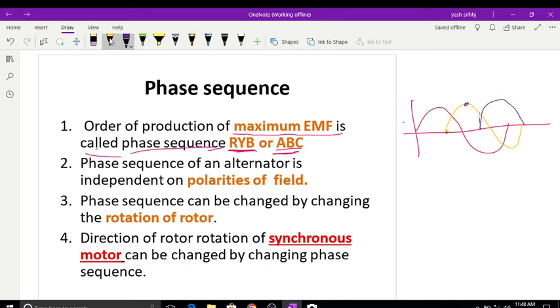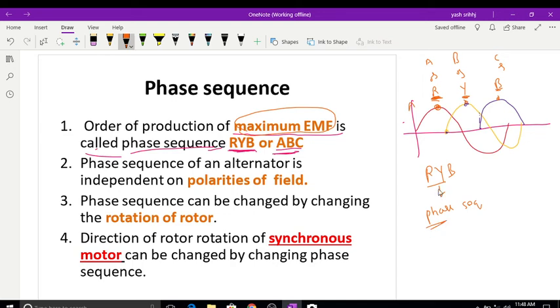So the production of maximum EMF. This is the EMF axis. Here maximum EMF is R phase, this is Y phase, B phase, or A phase, B phase, C phase. So in order of production, first the maximum is R phase, and then Y phase, and then B phase. This order, RYB, is called the phase sequence.